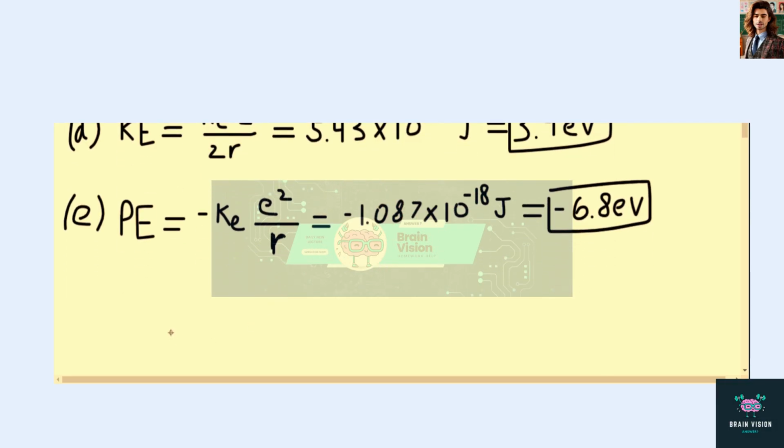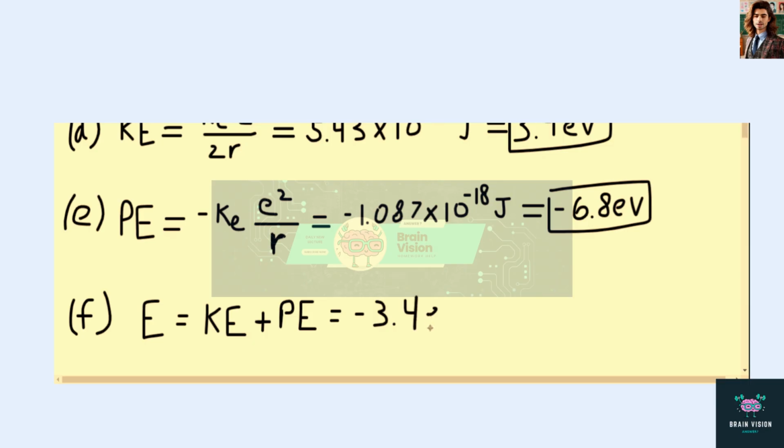And lastly, part F wants us to find the total energy of the electron. The total energy of the electron, which we'll call E, is just the sum of the kinetic energy and the potential energy, so this is equal to Ke plus PE. Make sure you are watching out for your negative signs. Since PE is negative, this is actually going to be 3.4 electron volts minus 6.8 electron volts. So our total energy value is going to be negative, equal to negative 3.4 electron volts, which we can box in as our solution for part F. And that's the last part of the question.